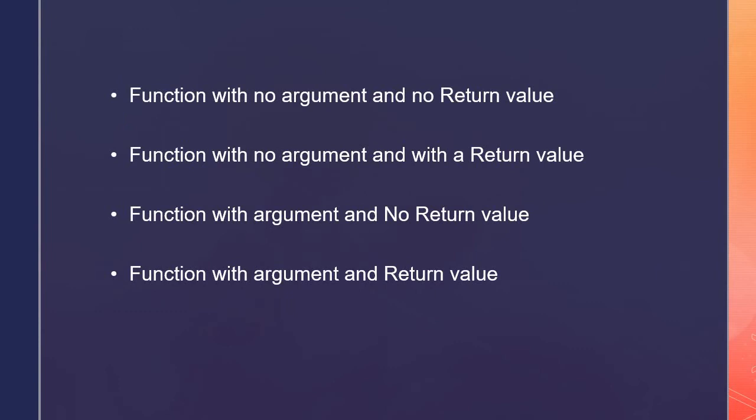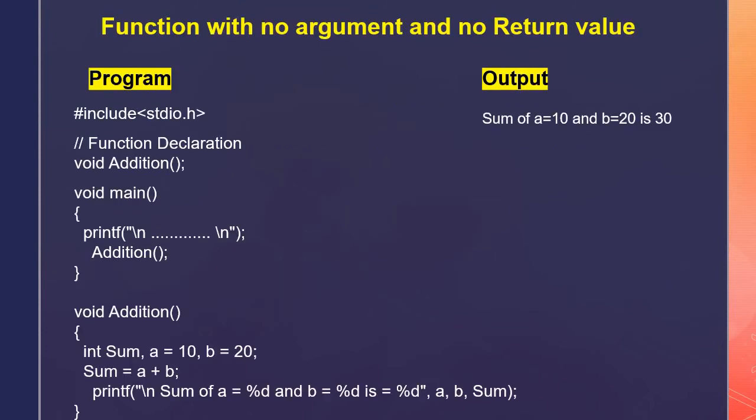According to the working type of the function, we categorize functions into four: functions with no arguments and no return value, functions with no arguments and with a return value, functions with arguments and no return value, and functions with arguments and a return value. Let me explain one by one.